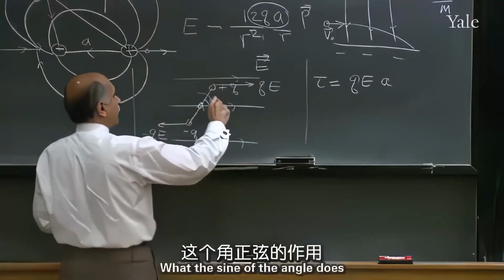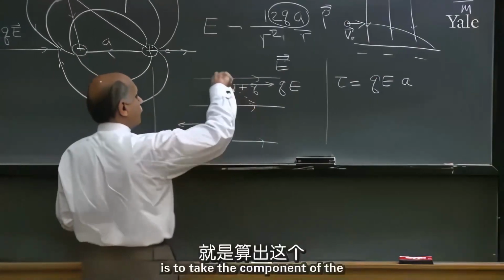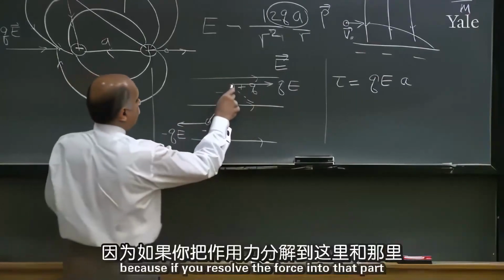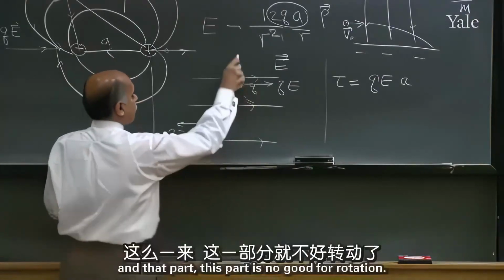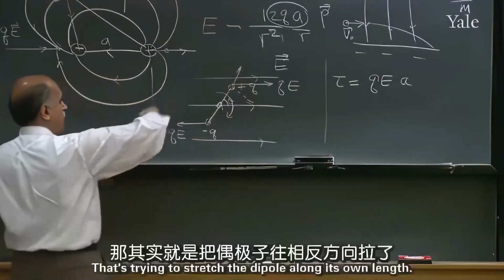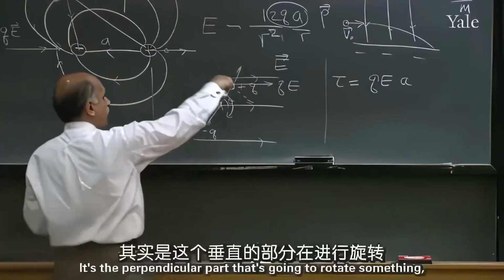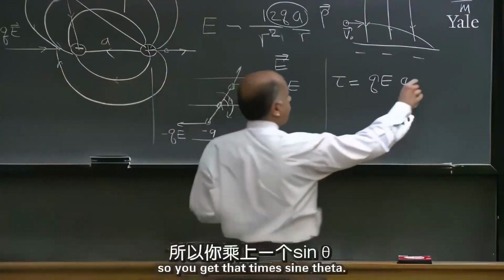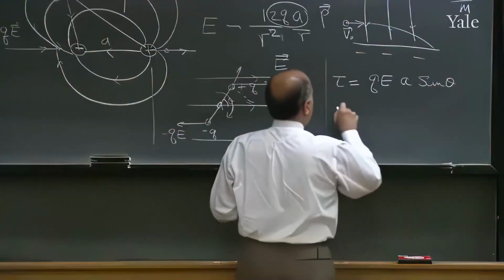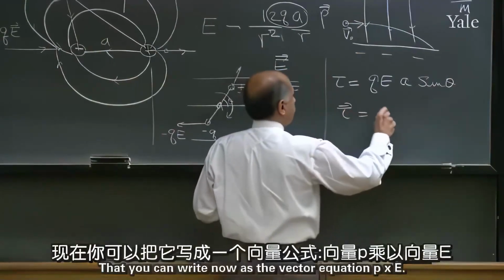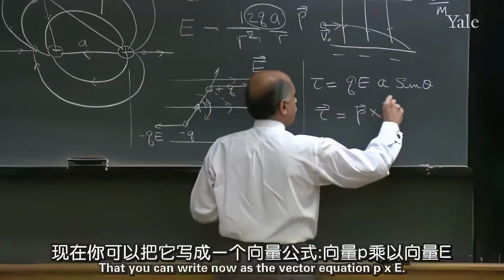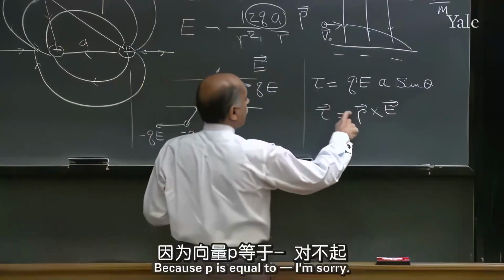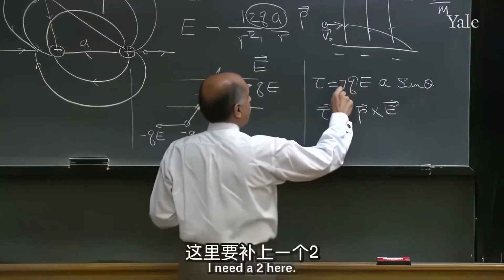What the sine of the angle does is to take the component of the force perpendicular to this axis. Because if you resolve the force into that part and that part, this part is no good for rotation. That's going to stretch the dipole along its own length. It's the perpendicular part that's going to rotate something. So you get that times sine theta. That you can write now as a vector equation, P cross E.